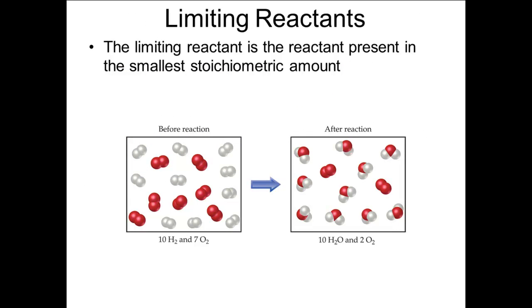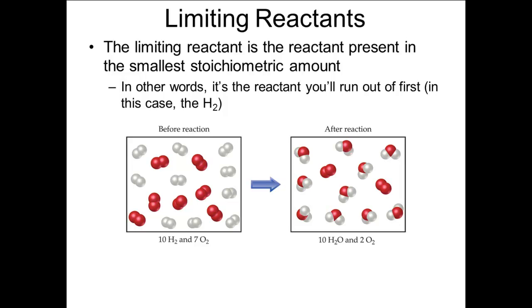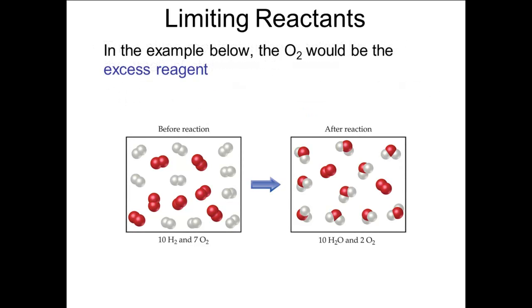In a chemical reaction, the reaction will stop when one of the reactants gets used up. Once that reactant is consumed and the reaction stops, no more products are formed. In this case, the H2 is the limiting reactant. In this example, O2 would be the excess reagent. The excess reagent is the reagent that is left over.